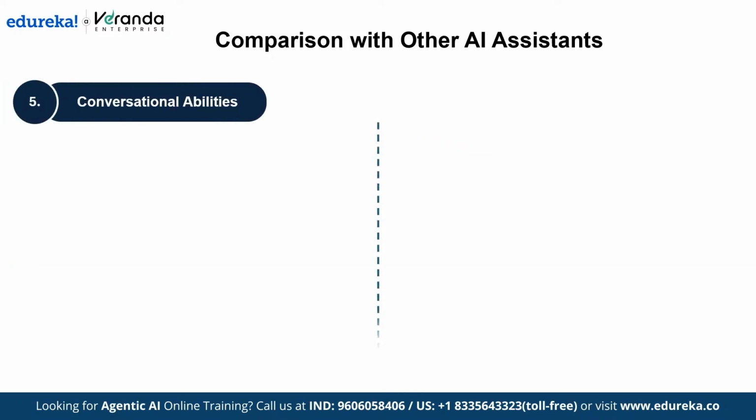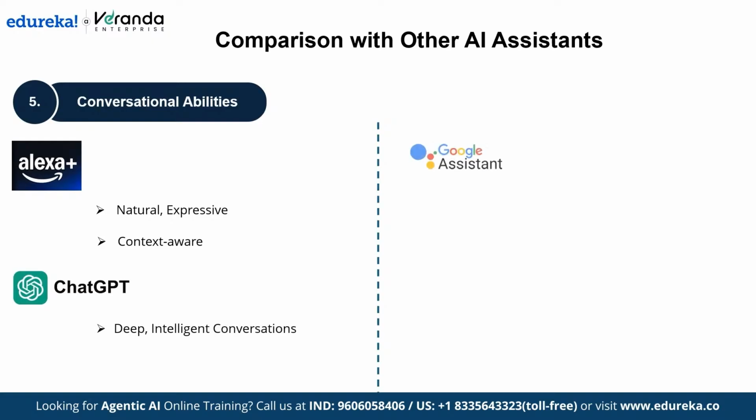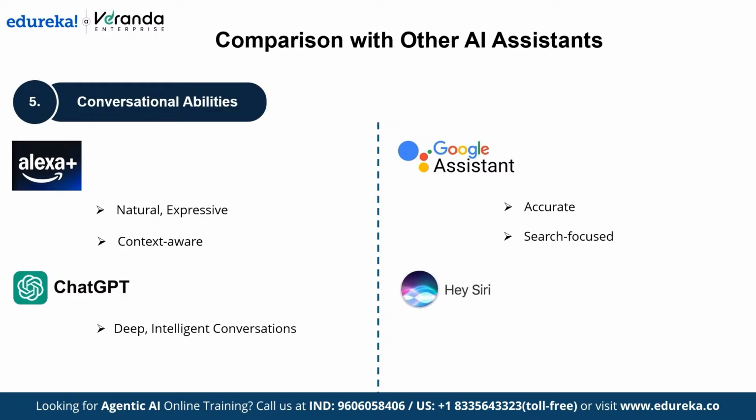And finally, conversational abilities. How natural and human-like are the conversations? Alexa Plus is natural, expressive, and context-aware. ChatGPT voice is best for deep, intelligent conversations. Google Assistant is accurate but more search-focused. Apple Siri is still command-based with limited depth. So ChatGPT voice is best for deep conversations, but Alexa Plus is most natural for voice interactions.